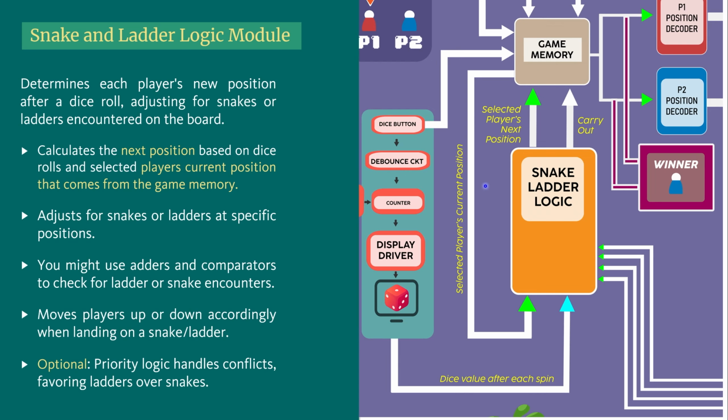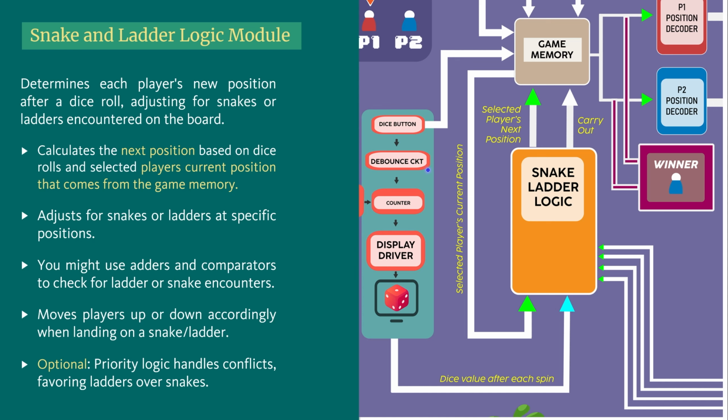Next, the most important part and the heart of our digital snake ladder game is our snake ladder module. The snake ladder module finds out the next position after you have pressed the dice, calculating it based on the dice roll. Let's say you have pressed the dice and a value between 1 and 3 has come up. Now where will the player go? What will be its next position?